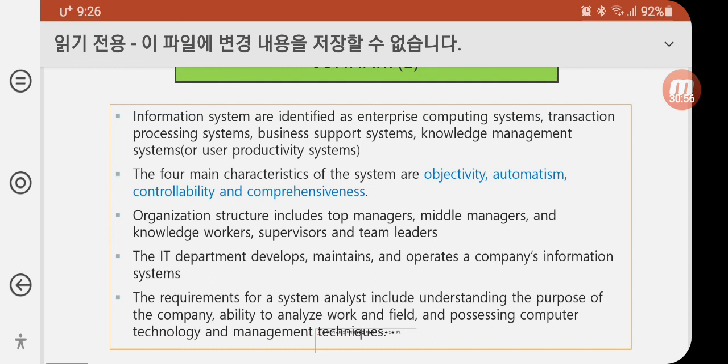Organization structure includes top managers, middle managers, knowledge workers, supervisors, and team leaders. The IT department develops, maintains, and operates a company's information systems. The requirements for a system analyst include understanding the purpose of the company, the ability to analyze work and the field, and possessing computer technology and management techniques.